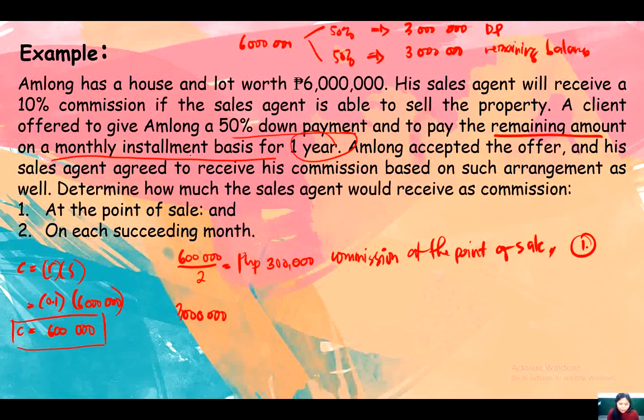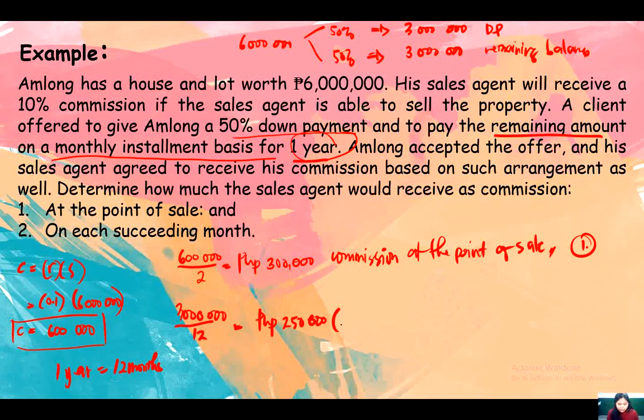Eh, ang sabi niya, monthly installment basis for 1 year. So, 1 year, diba? 1 year, how many months? We have 12 months. So, we are going to divide this into 12. And we get 250,000. Okay? So, monthly, magbabayad yung kliyente ng 250,000 rather kay Long.